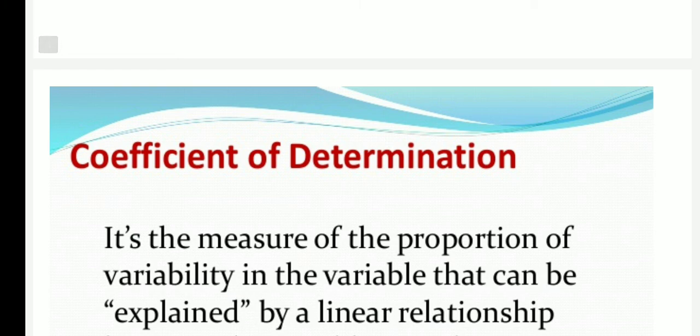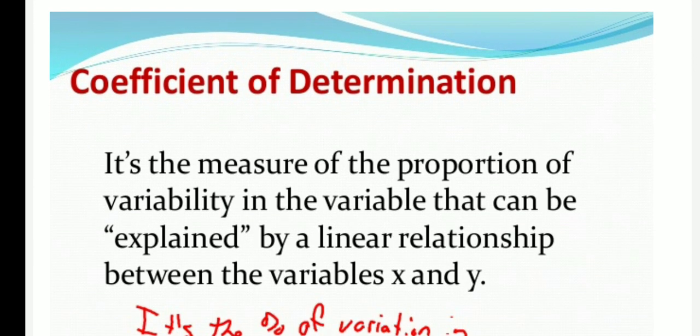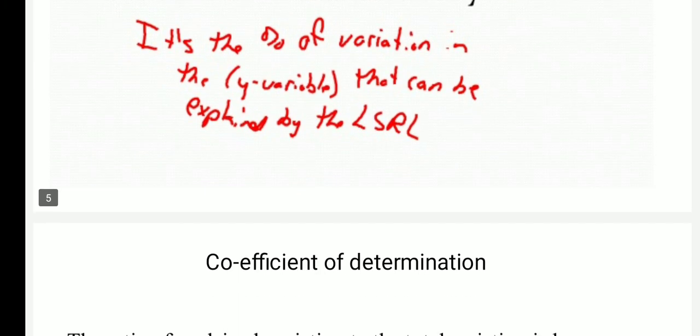Now how to measure this? The measure is the coefficient of determination. It is the measure of the proportion of variability in the variable that can be explained by the linear relationship between the variables x and y.